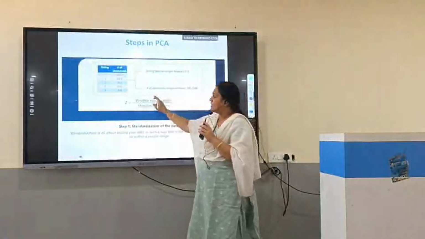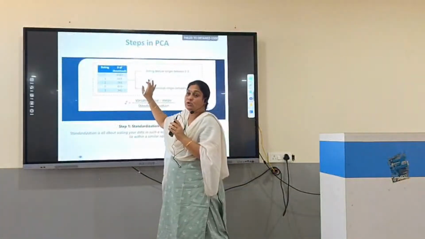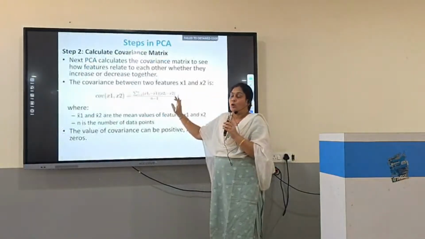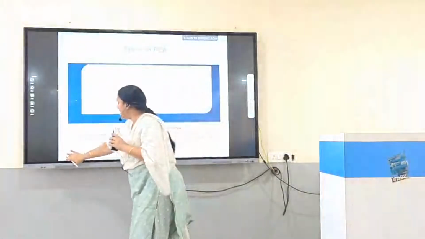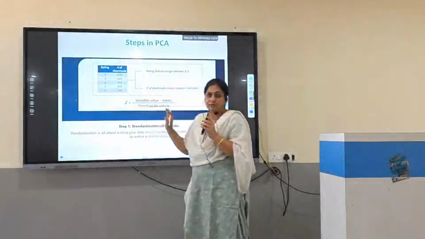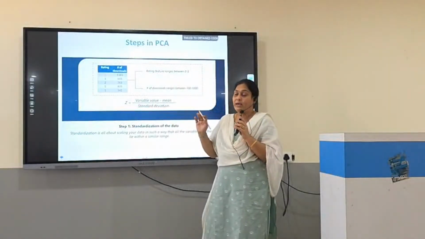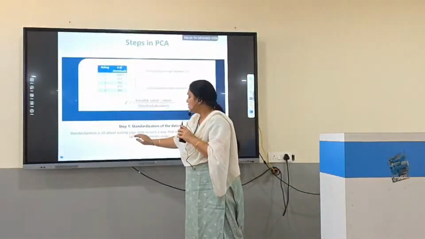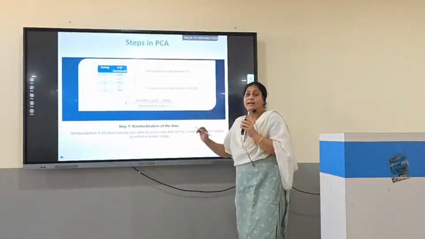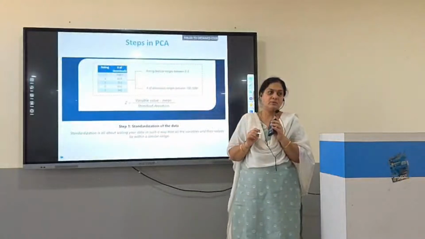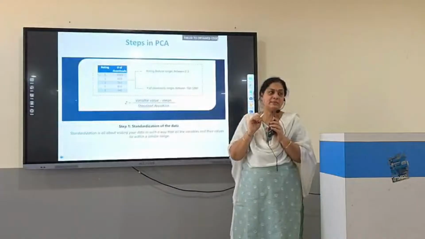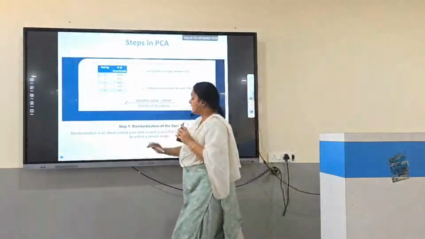Okay? Using this formula, you standardize your data, so that the output of this will be what? All this data, your ratings, your number of downloads, will come to the same form. Okay? So standardization is all about scaling your data in such a way that all the variables and their values lie in a similar range. You are bringing all the attributes into the same range. Okay? That is what standardization is.